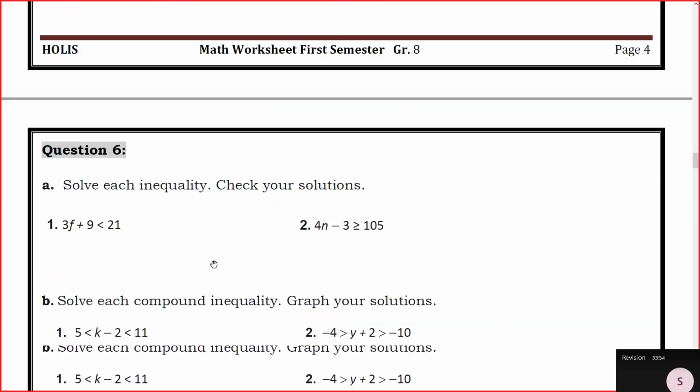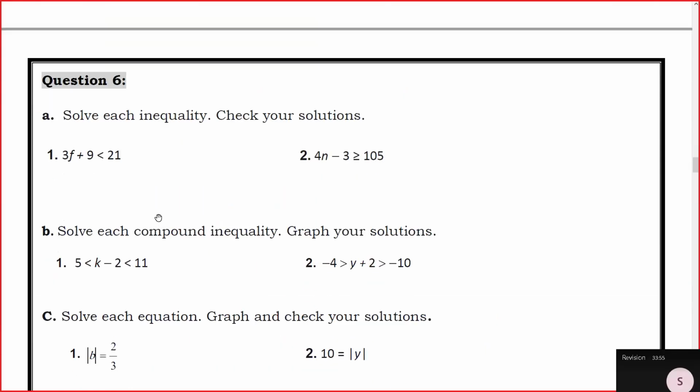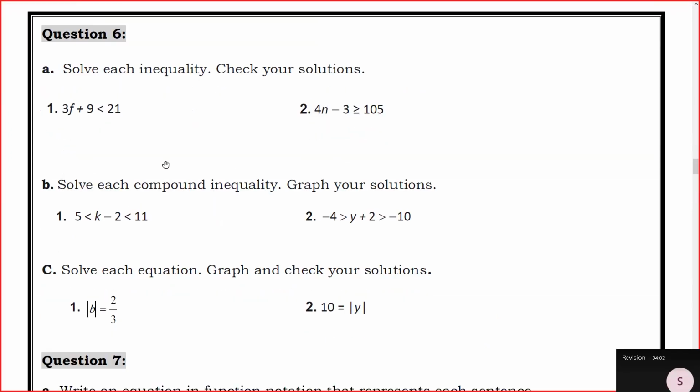As I told you, I chose some questions randomly in order to solve everything. Now, here, solve each inequality, check your solution. I will solve number 1.